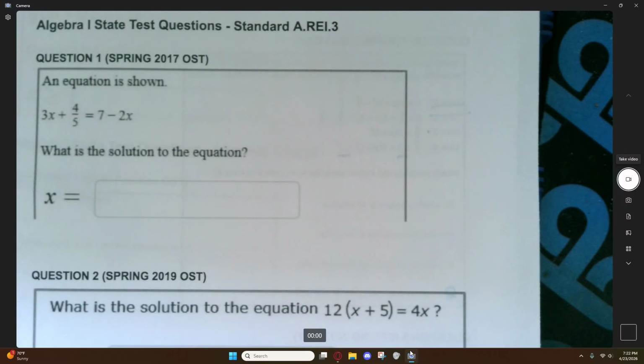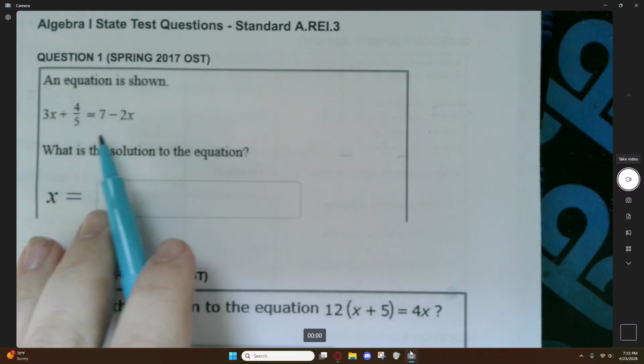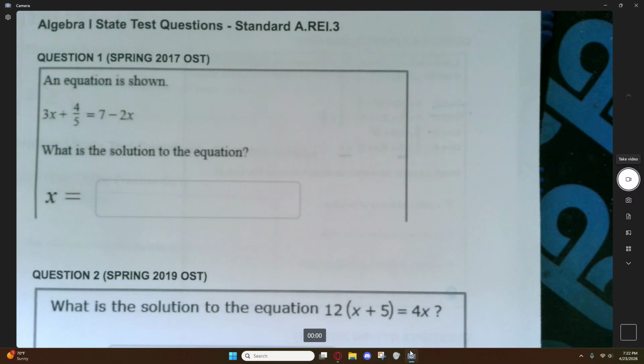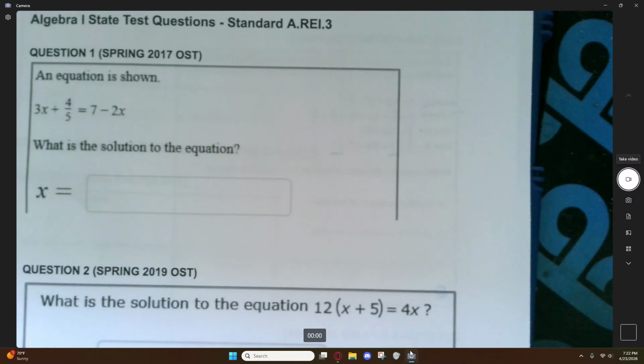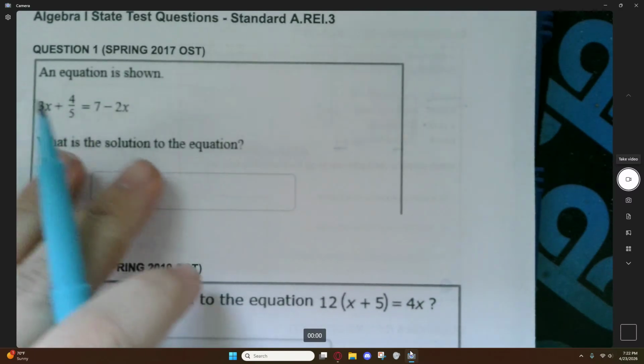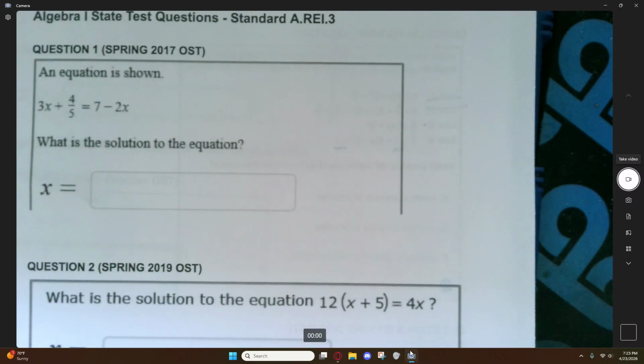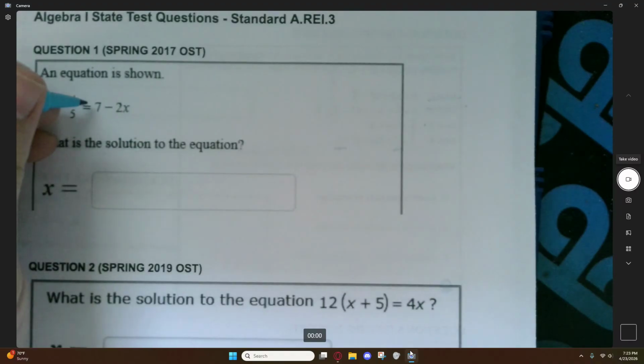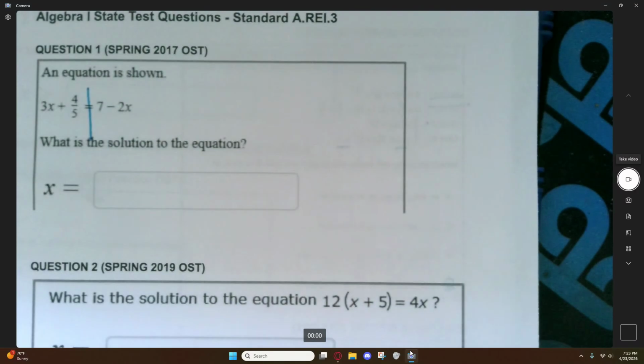Question number 1, the equation is shown. What is the solution to this equation? 3x plus 4 over 5 equals 7 minus 2x. If you're watching these videos in chronological order, I talked a little bit about how to solve questions like this in the last video. So what you want to do typically is split this equation right down the middle.